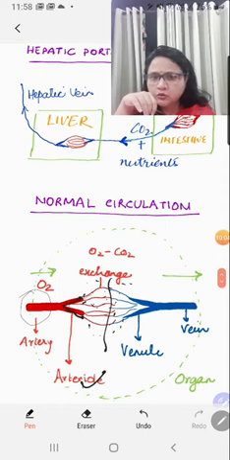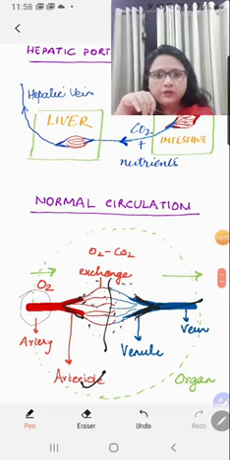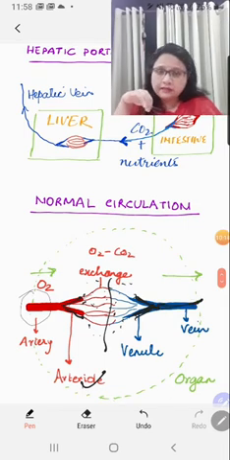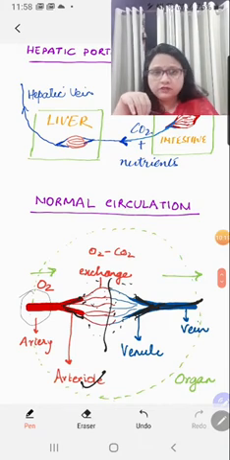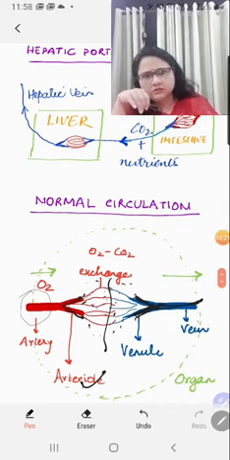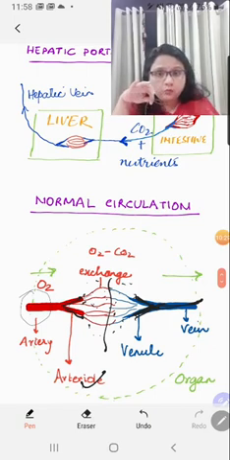Right, children? So after doing the work, capillaries reunite to form the venule, and then the vein. This is a normal course of flow, that an artery divides into arteriole, and then arteriole further divides into capillaries, and capillaries reunite to form the venule, and then vein. So artery, capillaries, vein, this is the course of flow. You have to keep one thing in mind.